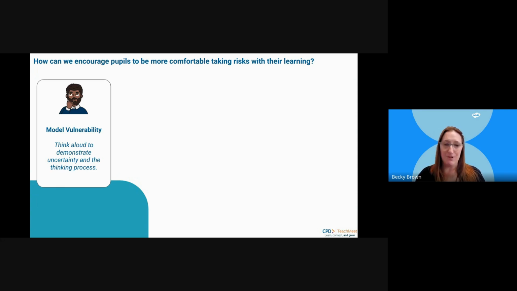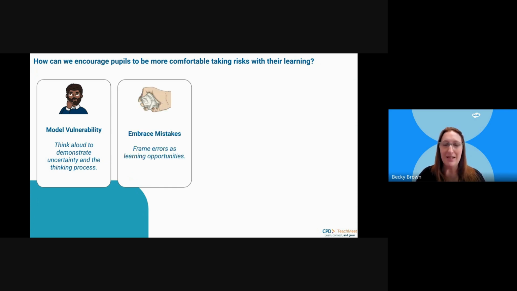So thinking aloud, demonstrate that uncertainty. It's okay not to know, and then you can start a thinking process or a discussion to help push you in the right direction. So modeling that, you know, you're not expected to know all the answers to everything, and that's okay. Embracing mistakes. Some children can get very, very bogged down if they make a mistake, and that can be the end of the task. Actually, in maths, mistakes are really important, and some of the best inventions were made by mistakes. So mistakes, yeah, they definitely have a place.